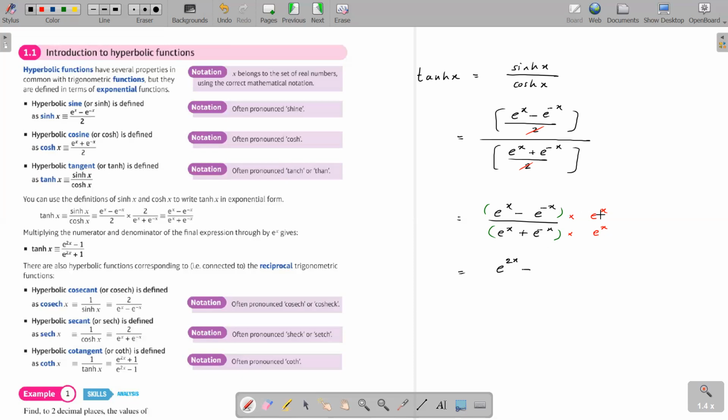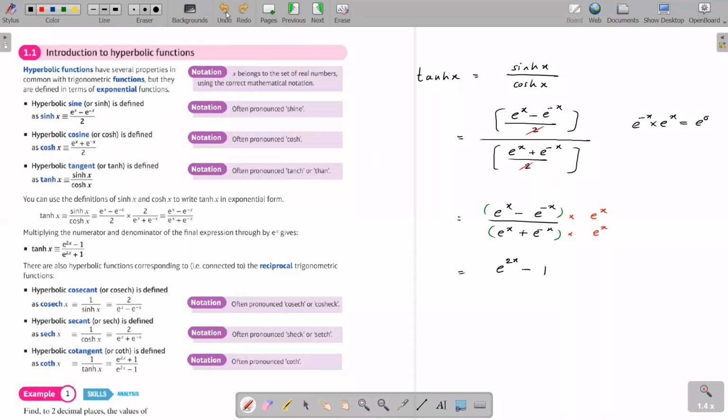Minus e to the power minus x into e to the power x. So you know the powers add and it gives you e to the power 0. Right, guys? E to the power 0. Because when you multiply, you get e to the power 0. So e to the power 0, any number to the power of 0 is 1.